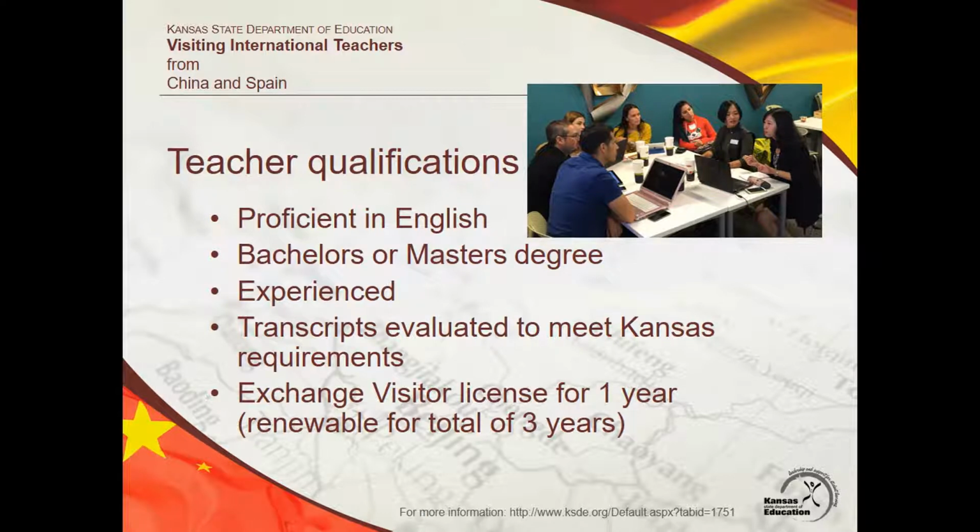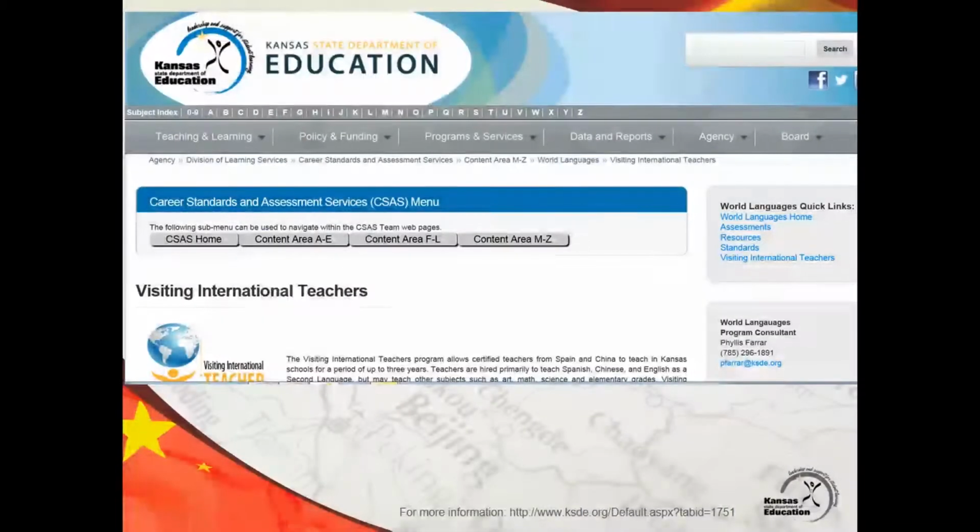And we also ask that they sign up for a visitor license, and it's for 1 year and it's renewable for up to 3 years. You can find more on our KSDE website if you just go to ksde.org. If you look at that very top index, if you click on the letter V for visiting, you'll find the Visiting International Teacher Program there.